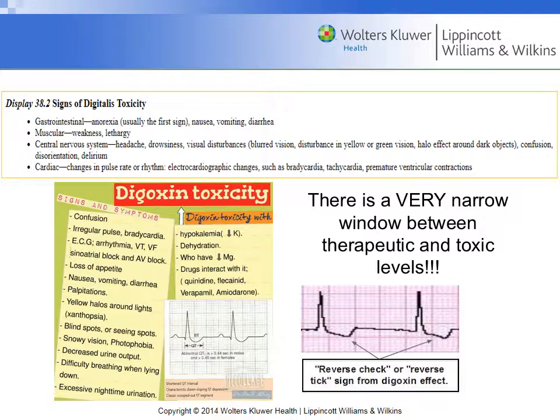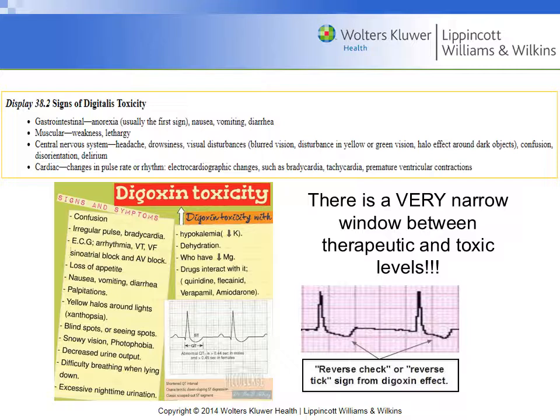They may have an irregular pulse, bradycardia, arrhythmias, especially ventricular tachycardia or ventricular fibrillation. Those would be things that you would want to get them to the emergency room immediately. They may develop an AV block, have a loss of appetite, palpitations. You can read those. Yellow halos around lights are seen. It's called xanthopsia, but basically when they're looking at a light, if they start seeing yellow halo surrounding it, they're going to want to report that to the physician immediately. Decreased urine output or excessive nighttime urination could all be signs and symptoms.